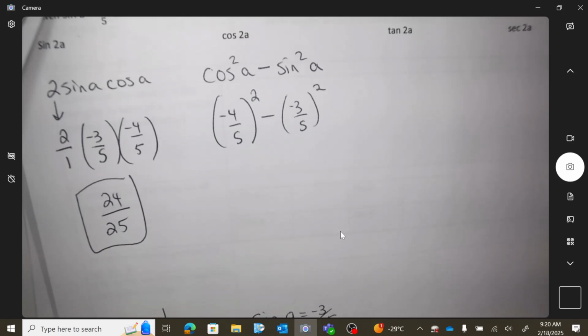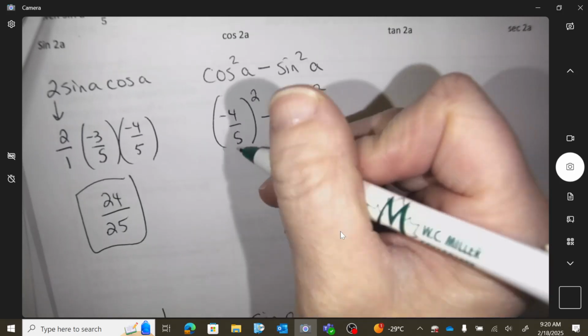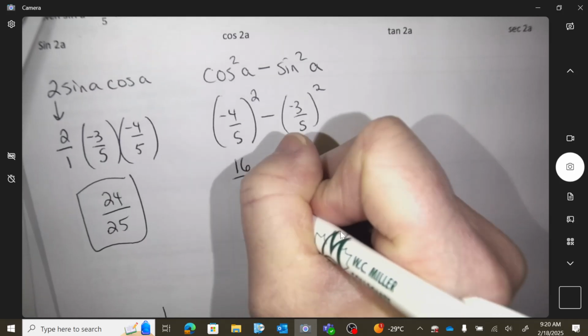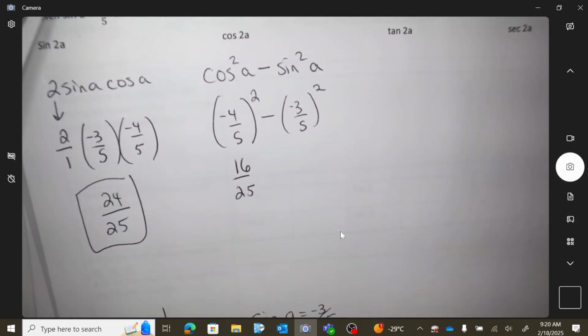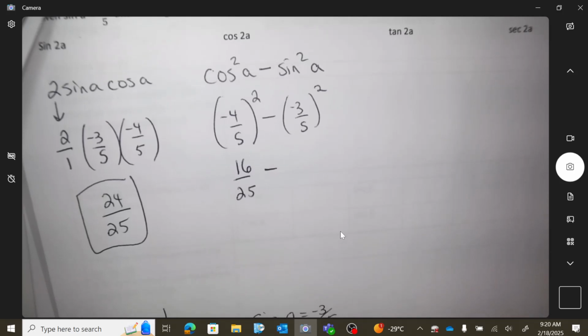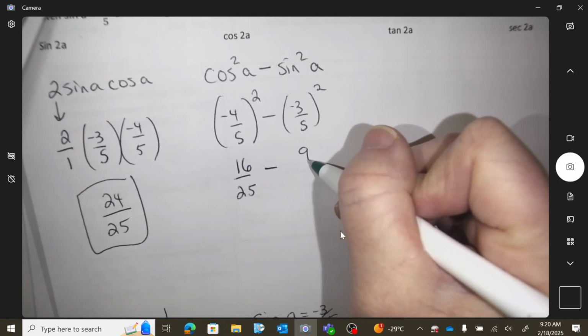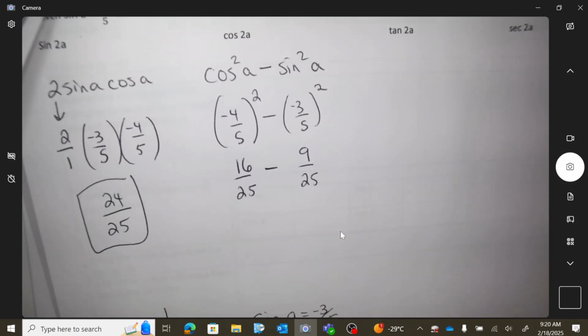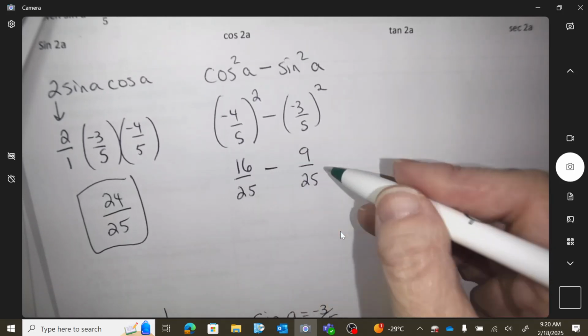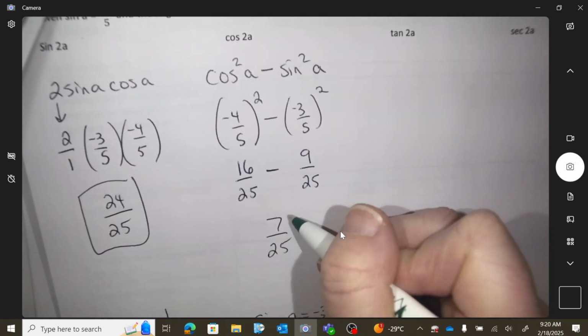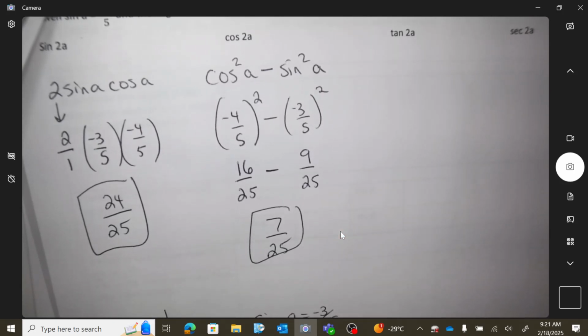Okay, do you understand when you square anything, it's positive? Anything, positive or negative, right? Squaring something always would turn it positive. So this would be 16/25, good? Subtract, and then this will also be a positive 9/25. So together that would make 7/25.